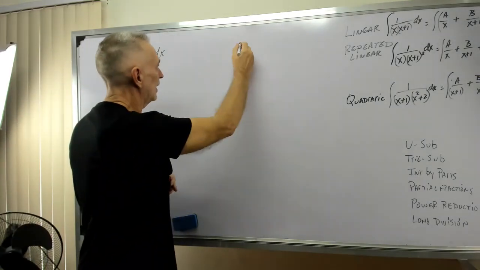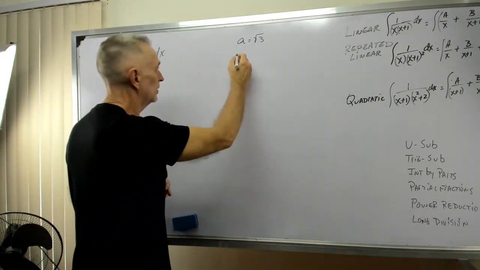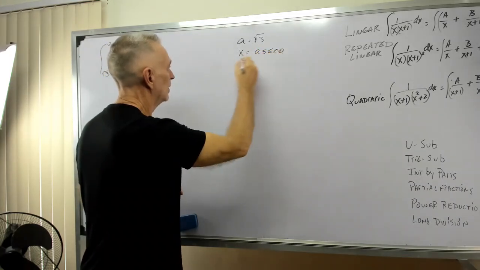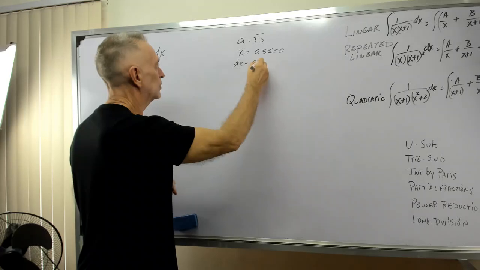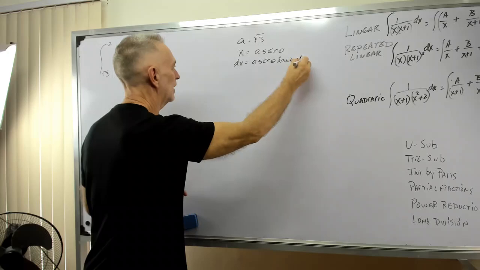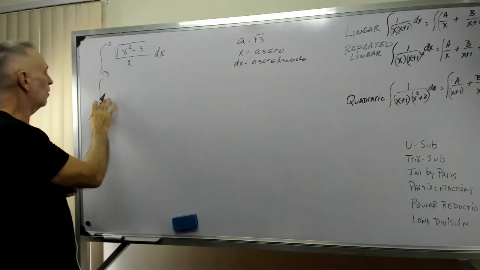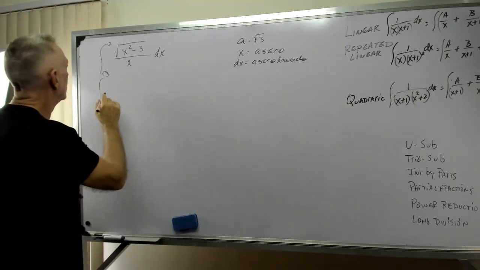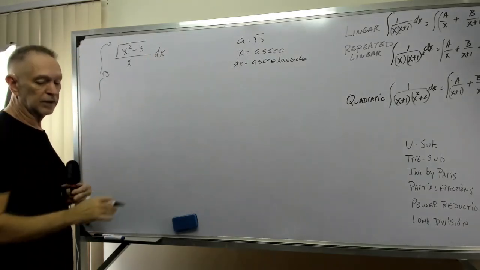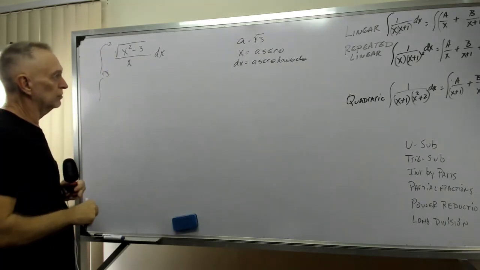So let's let a equal square root of 3. And you know the form we're going for here. Let's let x equal a secant theta. dx equals a secant theta tangent theta d theta. Now let's plug in the blanks here. I'm going to leave the limits off for the moment, and we'll convert them, since we're going into the theta world, out of x into theta. I'm going to convert those to angles instead of x values.